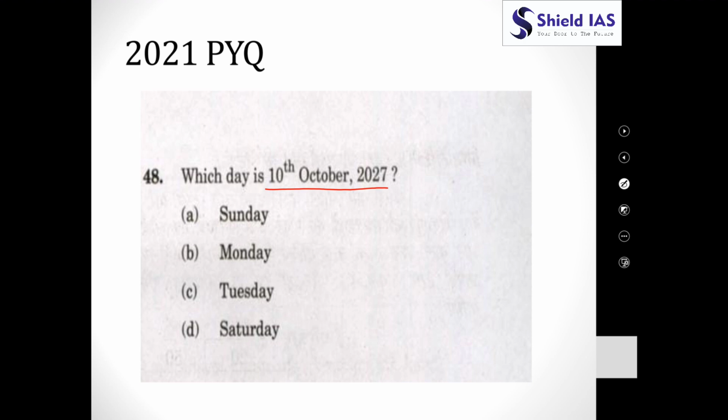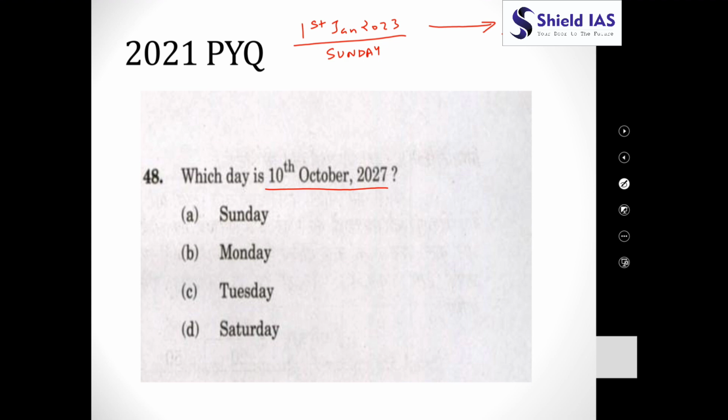Which day is 10th October 2027? Yes. So let us assume our reference date to be 1st January 2023. Yes, and we have already known that it is a Sunday. Yes. Where we have to go? We have to go towards 10th October 2027.